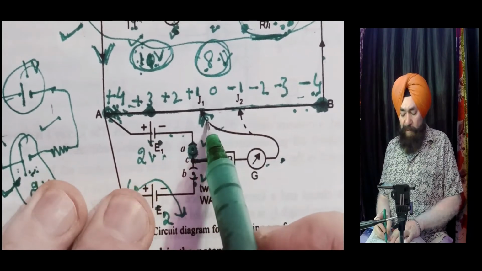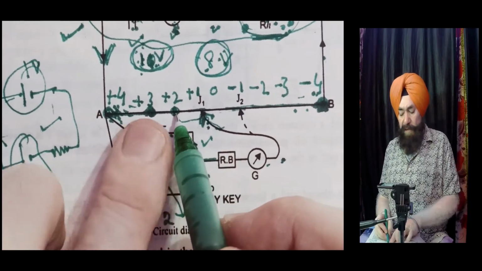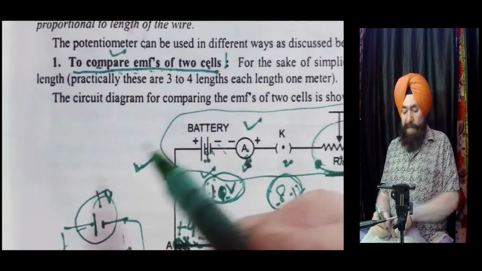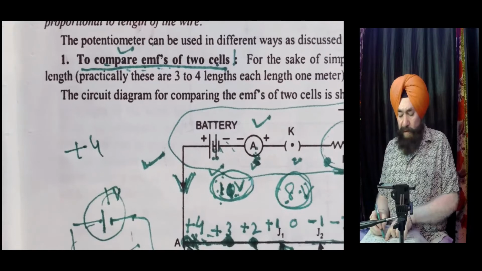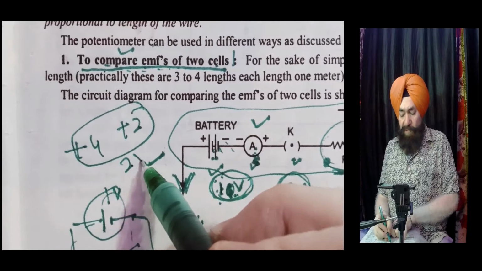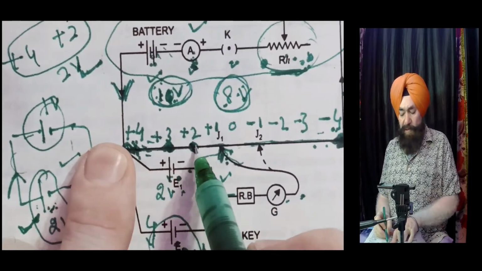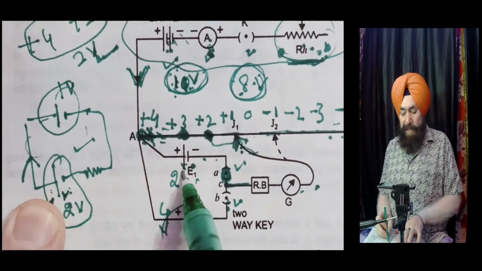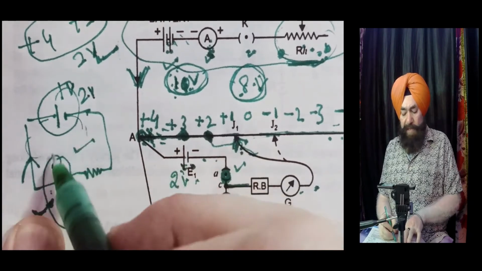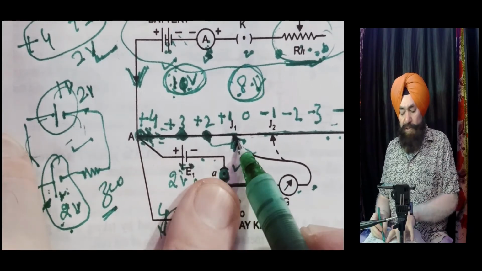Okay. Then if I touch the jockey at this point, what will happen? What is the voltage on the wire? The voltage on the wire is plus 4 and plus 2. What is the difference? The difference is 2 volt. The wire voltage is 2 volt. And this one is also 2 volt. What is the net voltage in the circuit? 0. So the galvanometer shows 0 deflection.